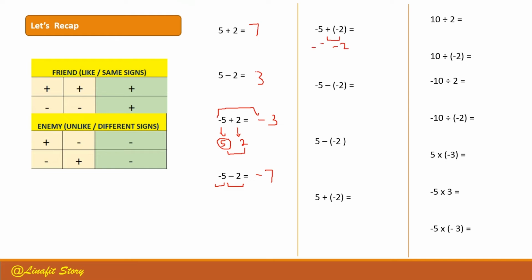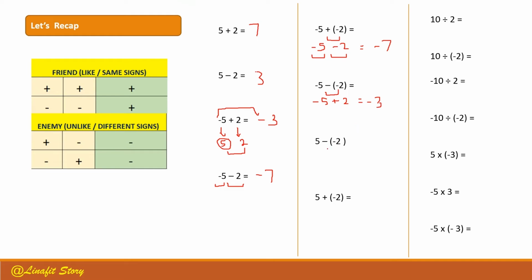Negative 5 minus 2. You have negative 5 and then you have another negative 2, so now you have negative 7. Negative 5 minus negative 2. This is negative, so you meet your friend. If you meet your friend, the result is positive 2. So negative 5 plus 2 is equal to negative 3.